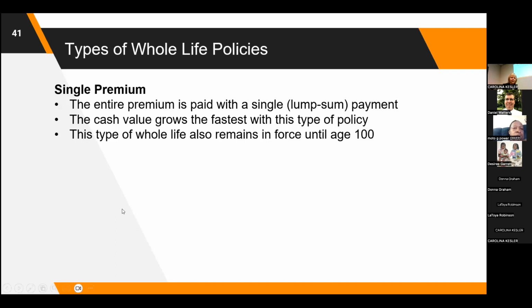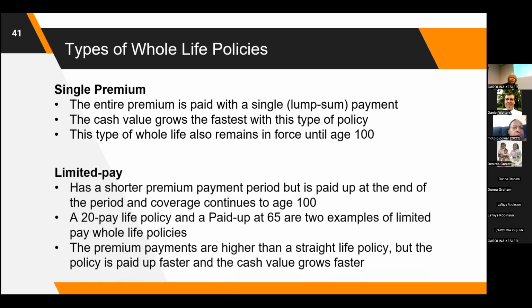So single premium, the entire premium is paid with a single lump sum payment. The cash value grows the fastest with this type of policy because you put all your money in at once. And this type of whole life also remains in force till age 100, as long as you don't take all your cash out, right? You got to keep some cash in there, otherwise your policy goes away. So single premium grows the cash the fastest.